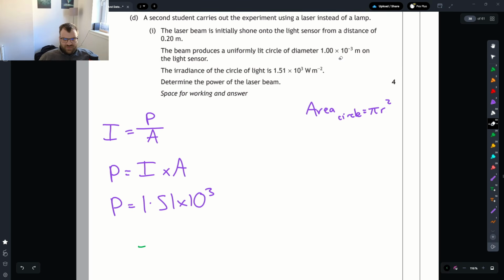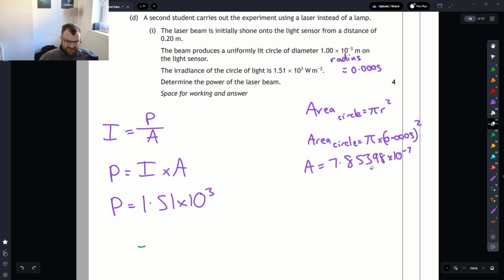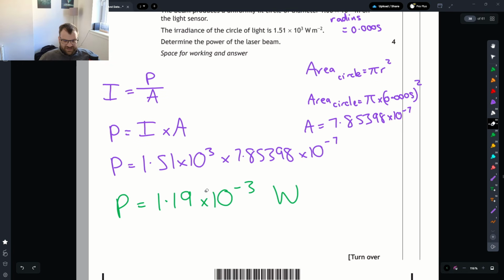If the diameter is 1 times 10 to the minus 3, then the radius will be 5 times 10 to the minus 4, or 0.0005 meters. Plug that in. We need to square the radius. Gets us this lovely answer here, 7.85398 times 10 to the minus 7. Move that over into our relationship on the left. And again, calculator will deal with that for me and gives me an answer of 1.19 times 10 to the minus 3 watts as my answer.